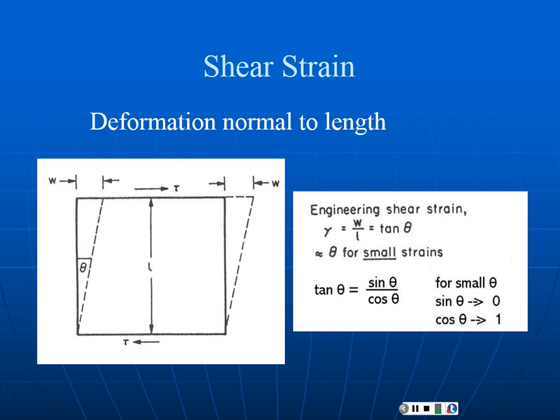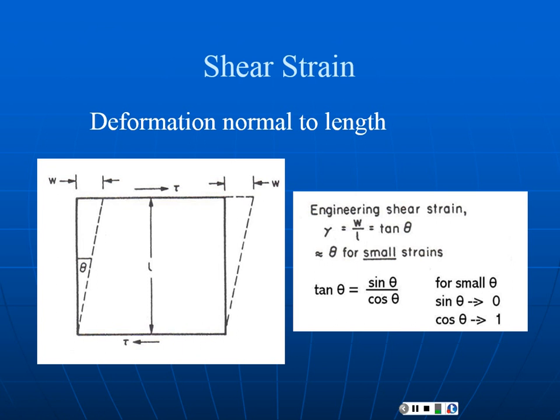Next kind of strain is shear strain. In shear strain, we apply shear stress parallel to a face, and that's going to cause a distortion or a change in shape. Shear strain is defined as the horizontal shift divided by the original height. Again, distance divided by distance, so the strain has no units.